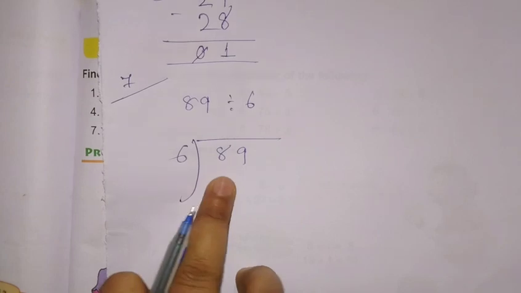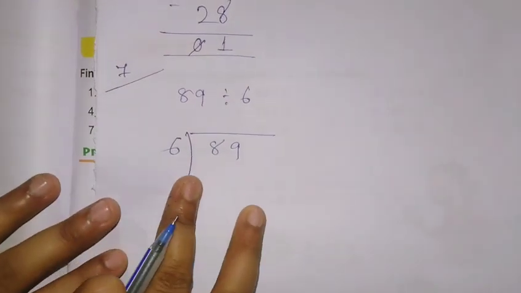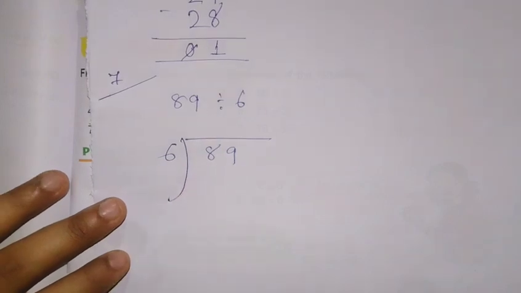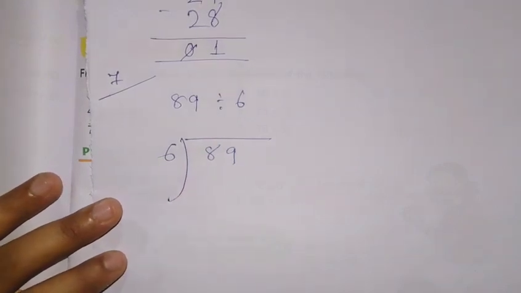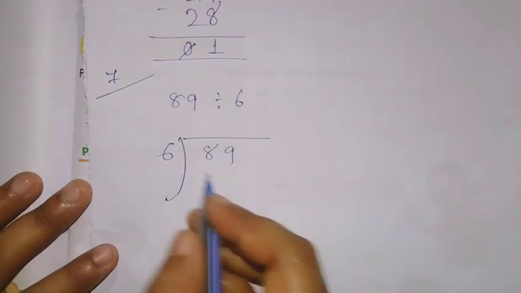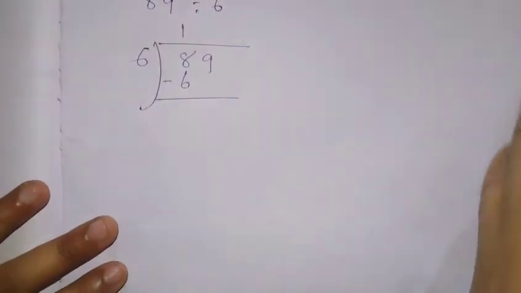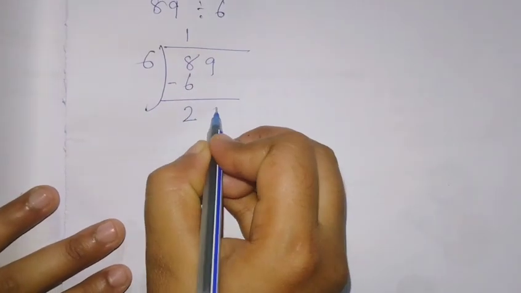Then 7. 89 divided by 6. First we divide the tens place, then the ones place. First we recite the multiplication table of 6. 8 we cannot find in the multiplication table of 6. Then we take the one just less than 8. 6 1 is 6. Now we subtract the product from the dividend. 8 minus 6 equals 2. Then 9 is brought down.